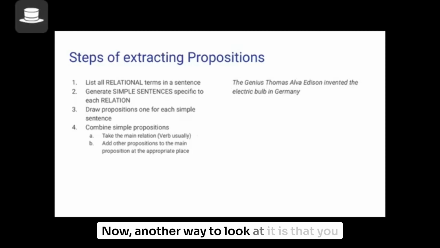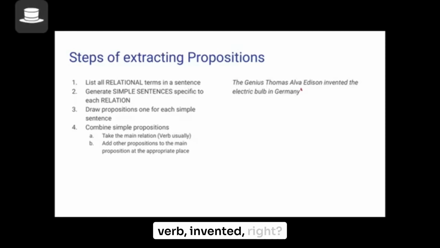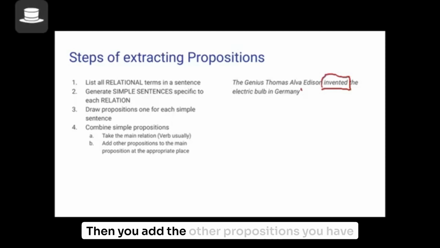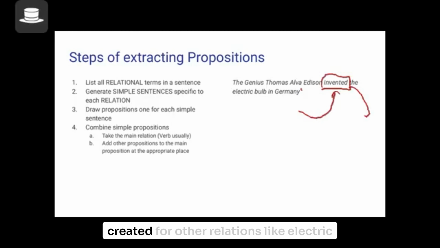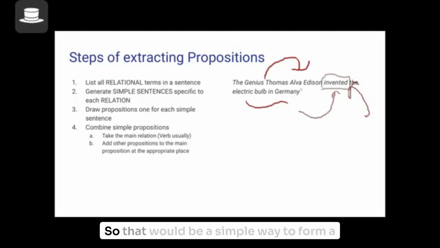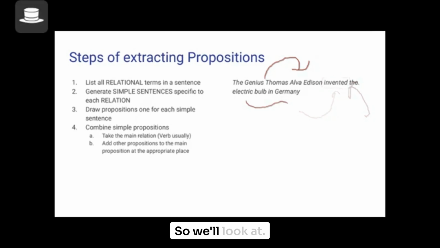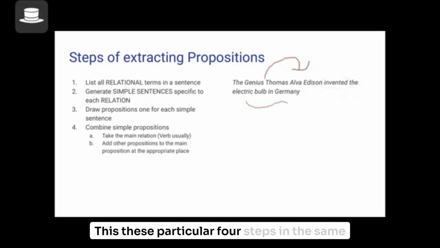Now, another way to look at it is that you take the main proposition, which is the main verb invented, right? Then you add the other propositions you have created for other relations, like electric bulb and genius, at appropriate points. So that would be a simple way to form a complex representation. So we'll look at these particular four steps in the same example sentence, but more visually in the next slide.